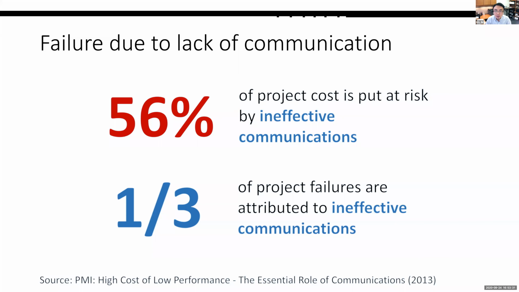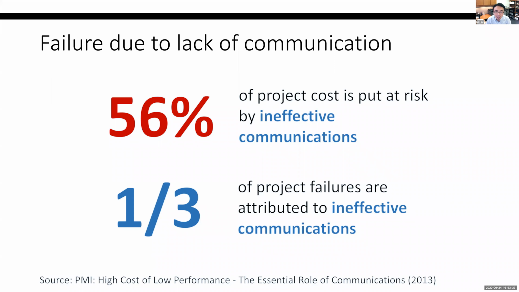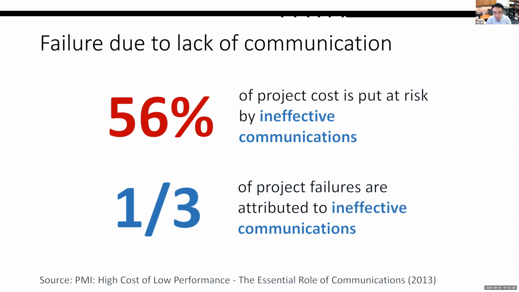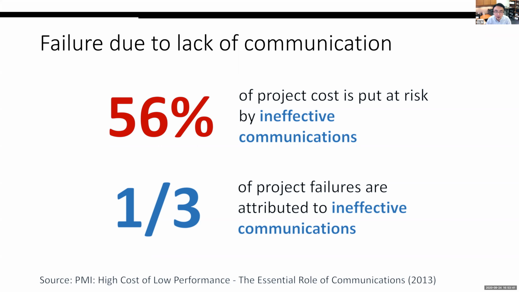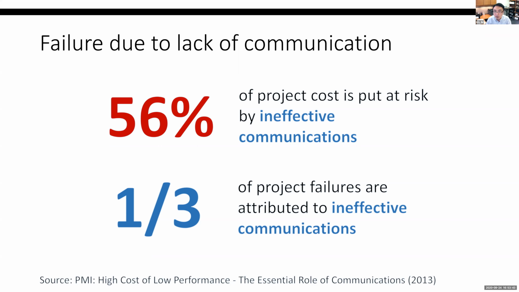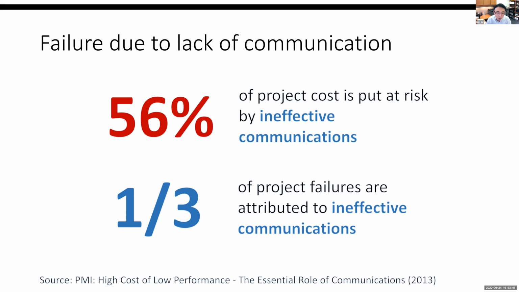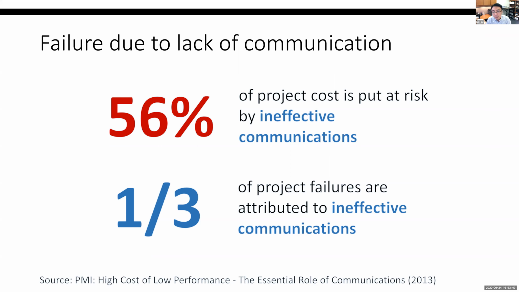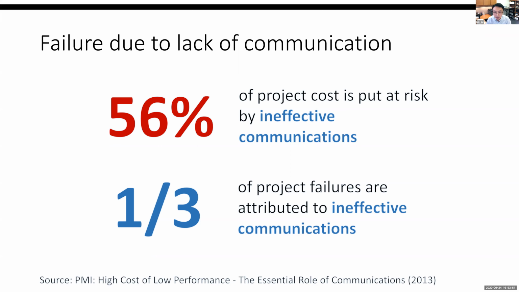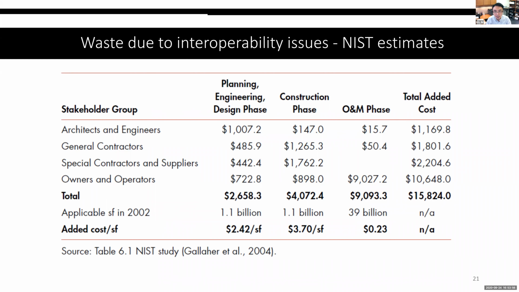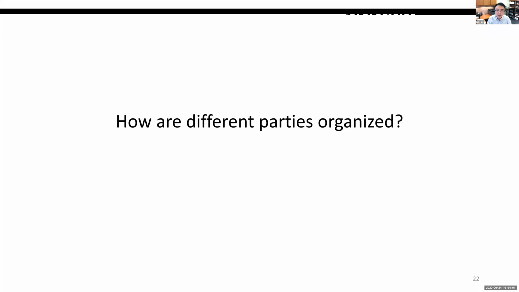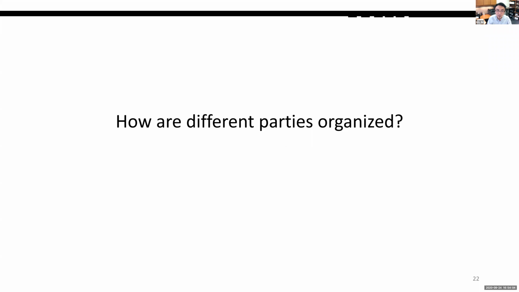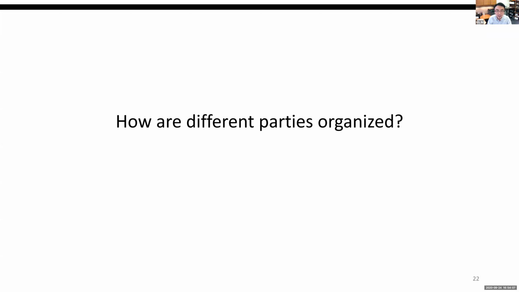56% of project cost is put at risk by ineffective communications, very similar. And one third of project failures. What are project failures? Like I build this foundation and find it doesn't work, or it didn't serve the function as planned, so I have to redo the work, things like that. One third of that can be attributed to ineffective communications, and the interoperability issue I just mentioned. So that is actually the biggest problem, or the source of problems, in construction, in the AEC industry.